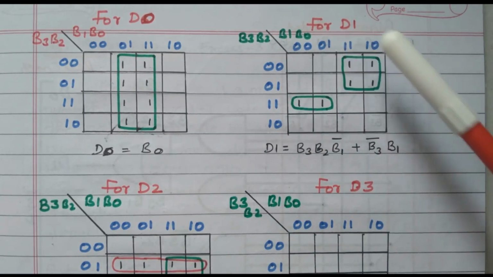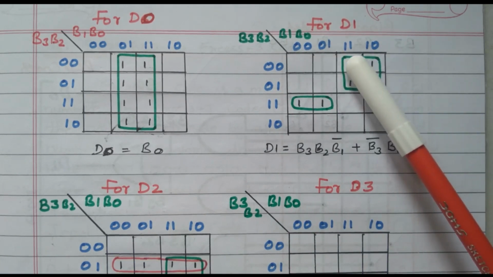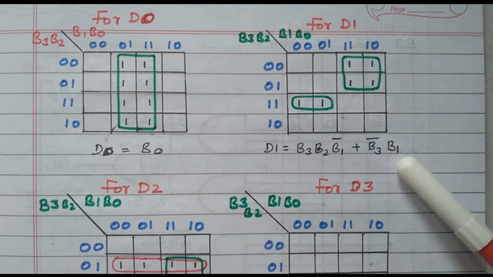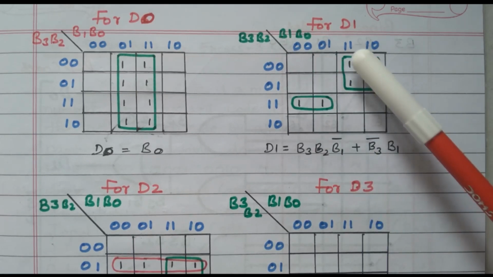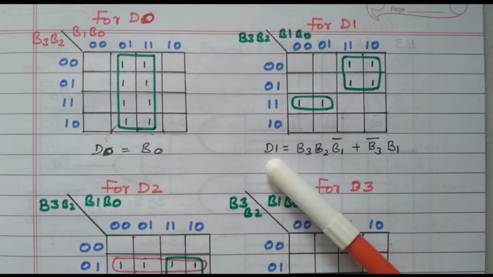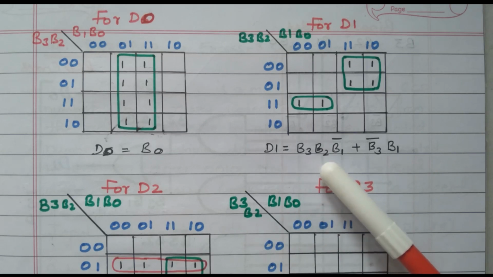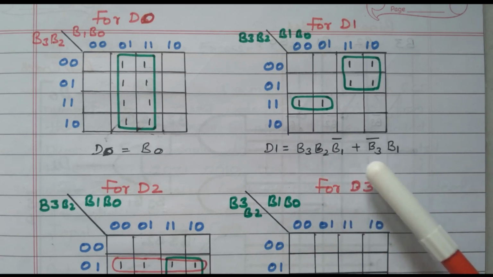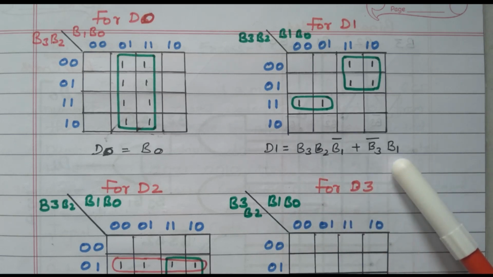Similarly, you have to refer to the third column and fourth column: 1 1 1 0. This 1 is available commonly, the first one. First one is nothing but B1. Right. B3 dash B1. The second 1 and 0 got cancelled. So the expression for D1 is B3 B2 B1 dash plus B3 dash into B1.